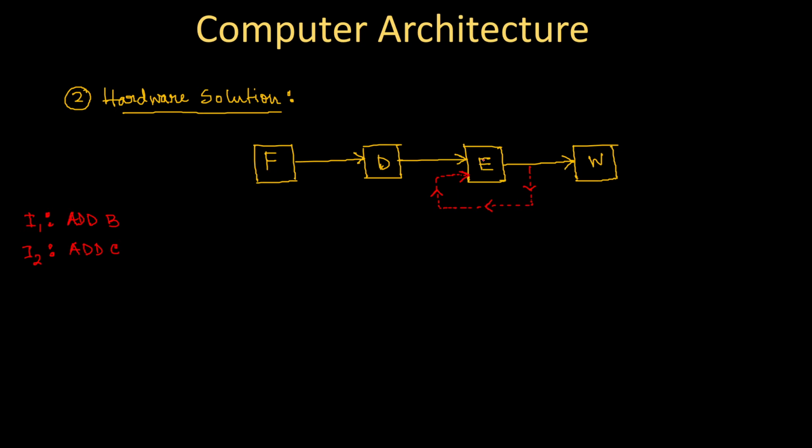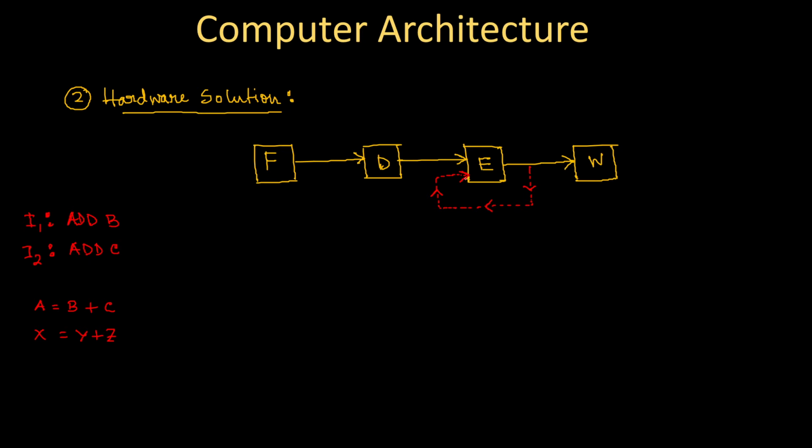Now, the question is that it's not true that every time you will have some dependency, right? For example, we have seen that if we have two instructions like a equal to b plus c and x equal to y plus z, then there is no dependence. In that case, this feedback line is of no use.